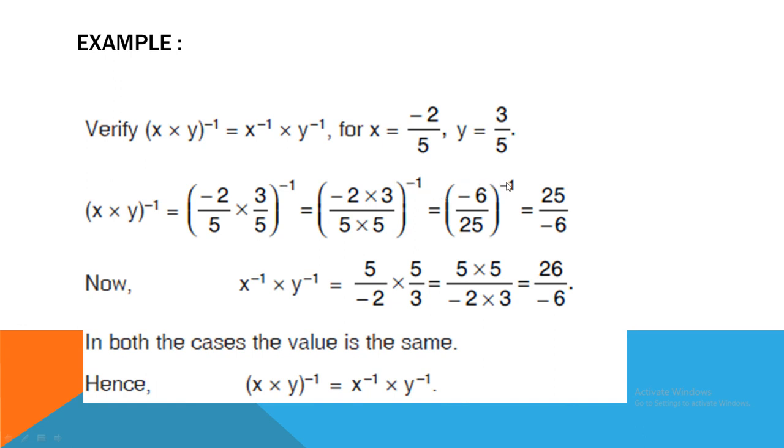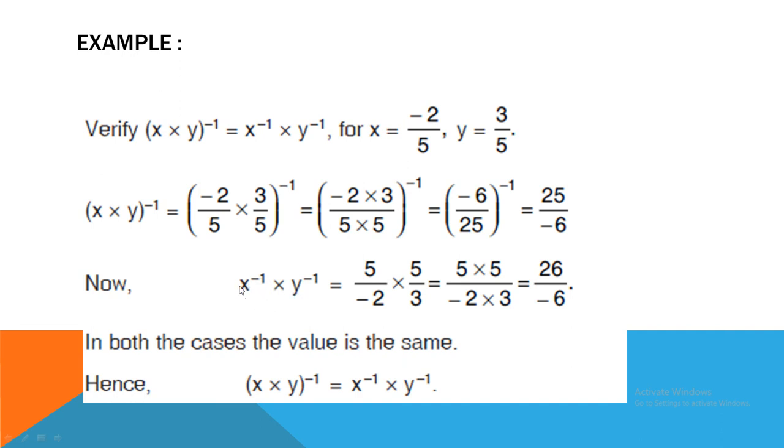Continue, we will continue with power minus 1. Now, we have to open this minus 1 power. Then we have to find its reciprocal. Reciprocal of minus 6 upon 25 is 25 upon minus 6. Okay. So, this is our left hand side. Now, we have to solve the right hand side. In right hand side we have x power minus 1 into y power minus 1. So now put the values here.